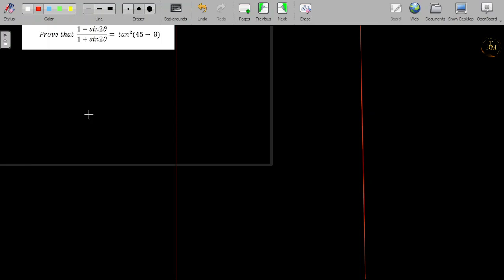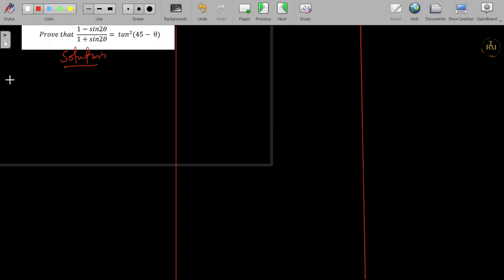So today we're going to be taking another trigonometry question, and the question states: prove that (1 minus sine 2 theta) divided by (1 plus sine 2 theta) equals tan squared (45 minus theta). So how do we approach a question like this? What we're going to do first is probably write our solution.